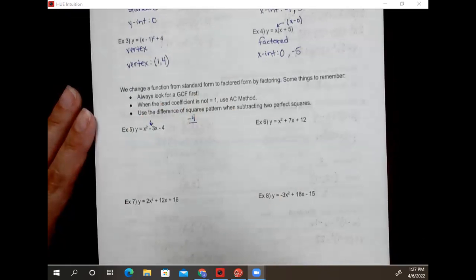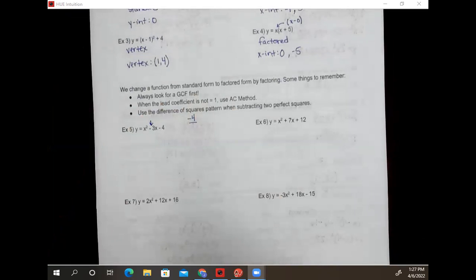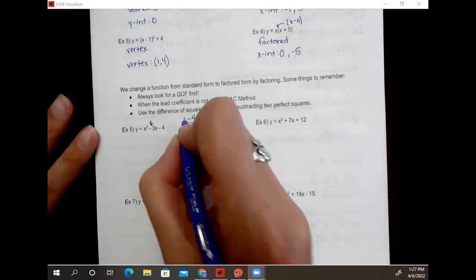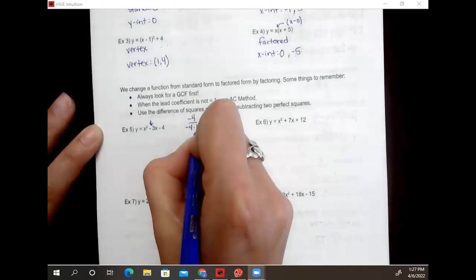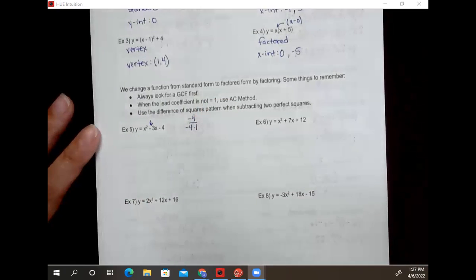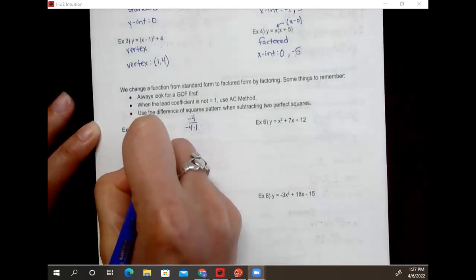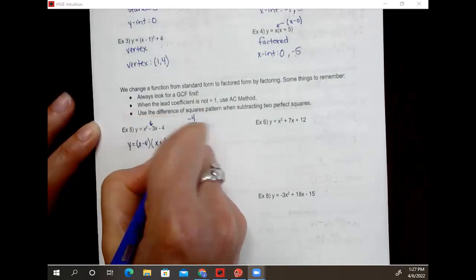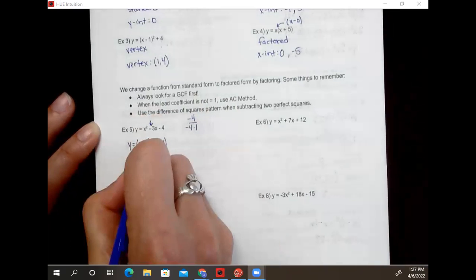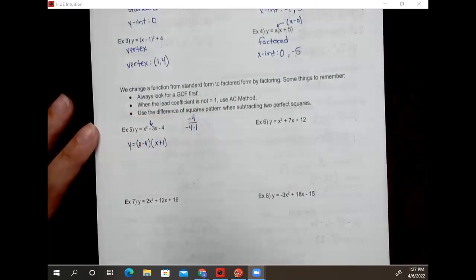What numbers do I want there? -4 times 1. Good. Remember when we talked about this the first time around, I said if you need to, make a list. 1 times what, 2 times what, 3 times what, so on and so on. Be careful with your signs. So then my factored form here would be x minus 4 times x plus 1. These numbers right here, I plop right into my factored form.